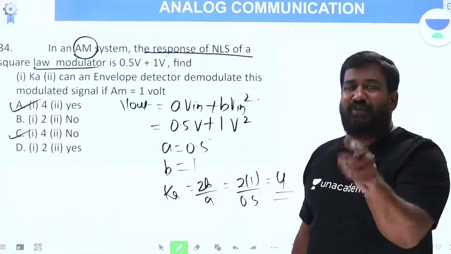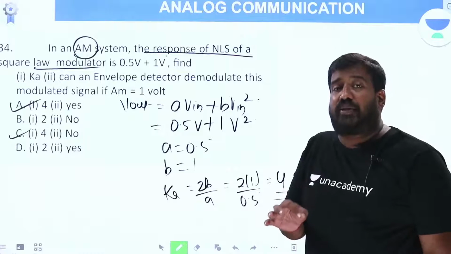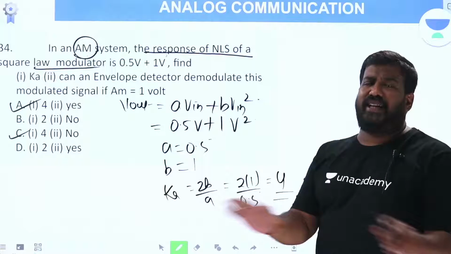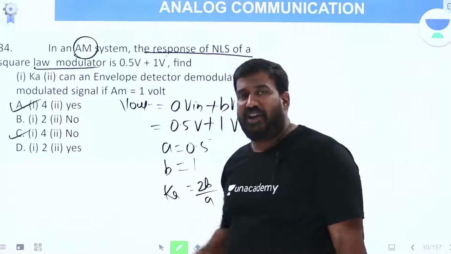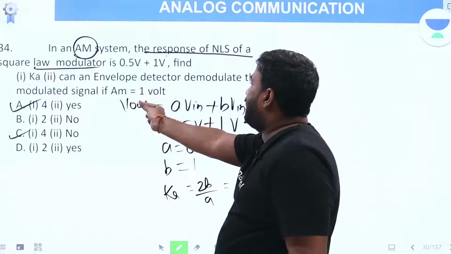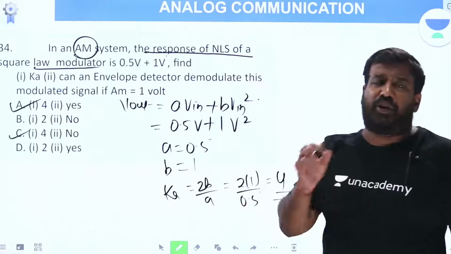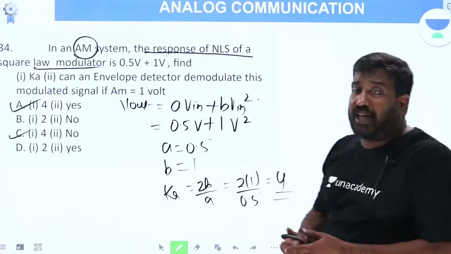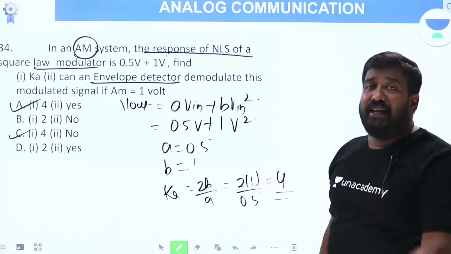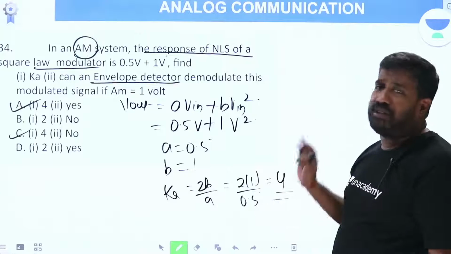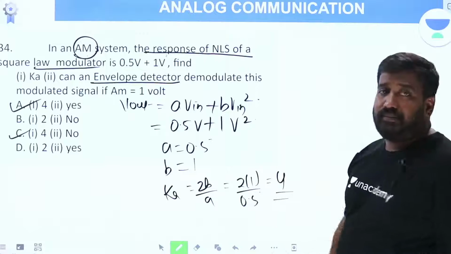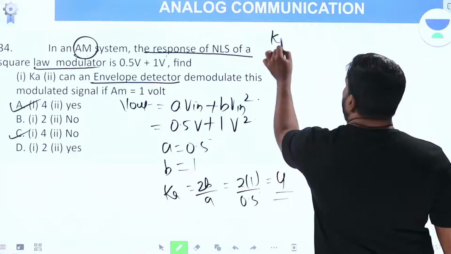The next question is a very interesting one. A concept-oriented question. You should know something about something else again now. What is that? Envelope detector. If you don't know anything about the envelope detector, you are gone. You cannot do this question. What is the question you see? Can an envelope detector demodulate this modulated signal if Am is 1 volt? Beautiful question. What is it asking? Can an envelope detector demodulate this modulated signal if Am is 1 volt? Wonderful question. You should know something about the envelope detector, then only you can write this. Given Am is 1 volt, note down. Ka, you got it as 4.